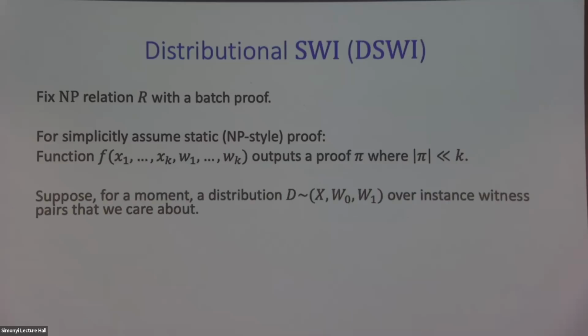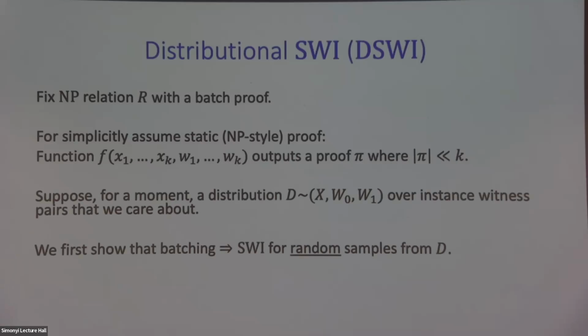What do I mean by this distributional SWI? I want to assume that there's a distribution in the background over triplets of an input and two potential witnesses. So there's a distribution D that we care about. As a first step, I want to show that if I have a batch proof, then I can get SWI for inputs that come from this distribution. Let's think of this as an efficient example of a distribution for the moment.